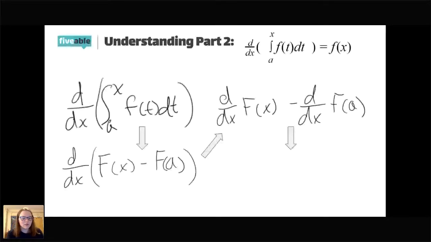Good, Dylan, thank you. But what is F of a? If we take a, which was a constant, and we plug it into our antiderivative F, we're just going to get another constant there. So F of a is representing a constant right now. If we plug F of a in and we take the derivative, what are we going to get?